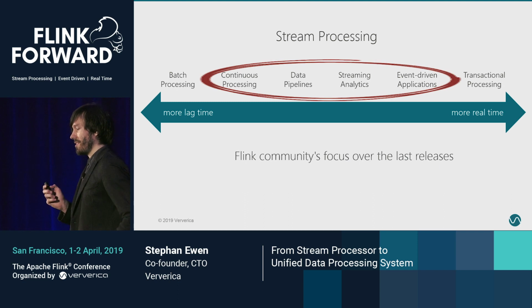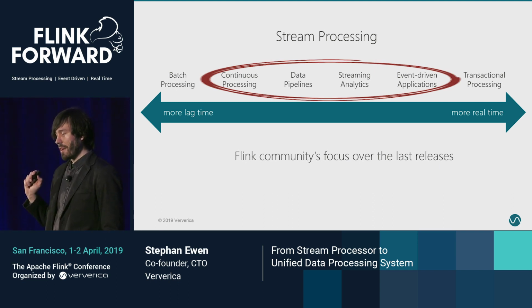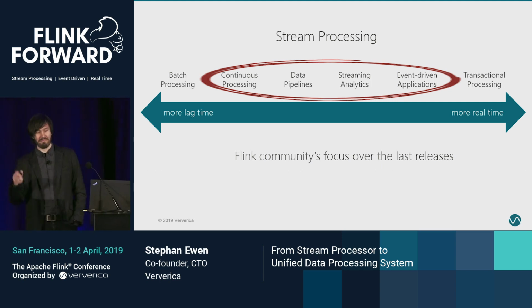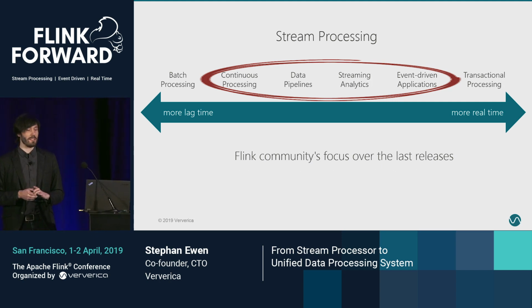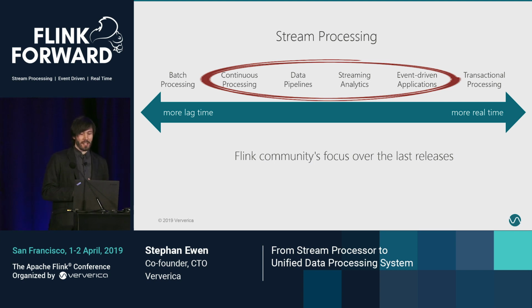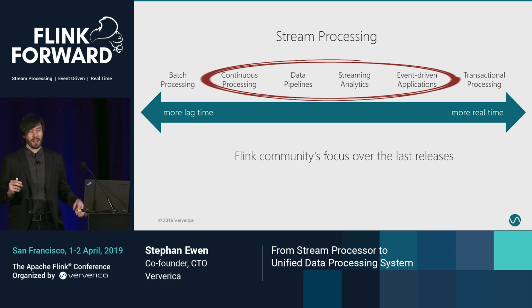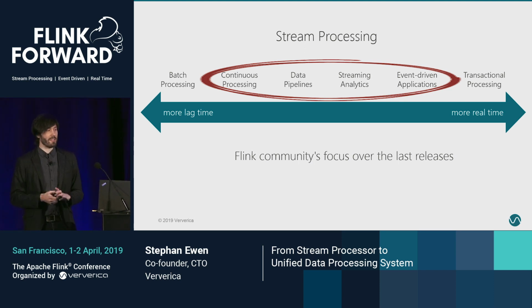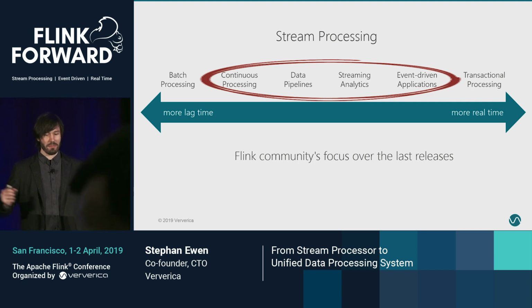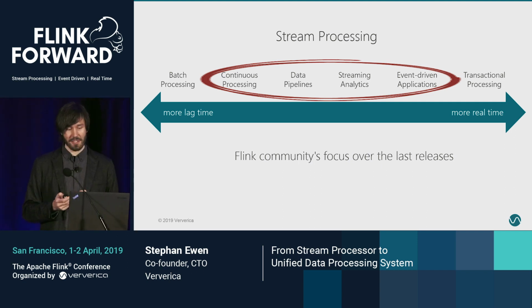So over the last years, I would say the Apache Flink community has focused mostly on certain use cases. The first use cases that Flink was adopted for were probably in the area of continuous processing, data pipelines, and streaming analytics. Event-driven applications have come up over maybe the last one or two years as an interesting use case as well. If you look at where the majority of the effort of the Flink community went, it's those use cases here. So Flink has tried to cover a good amount of the spectrum, but there's something left to the right and left here.